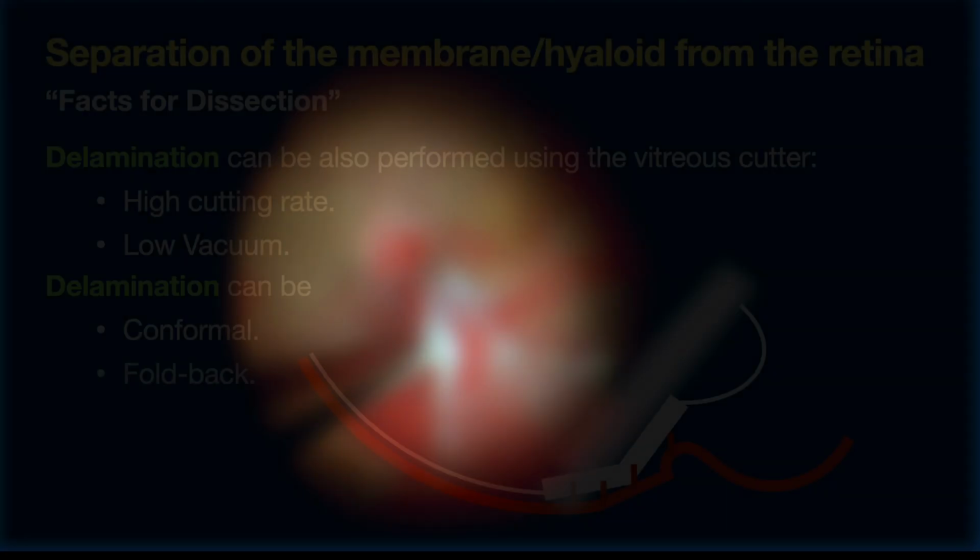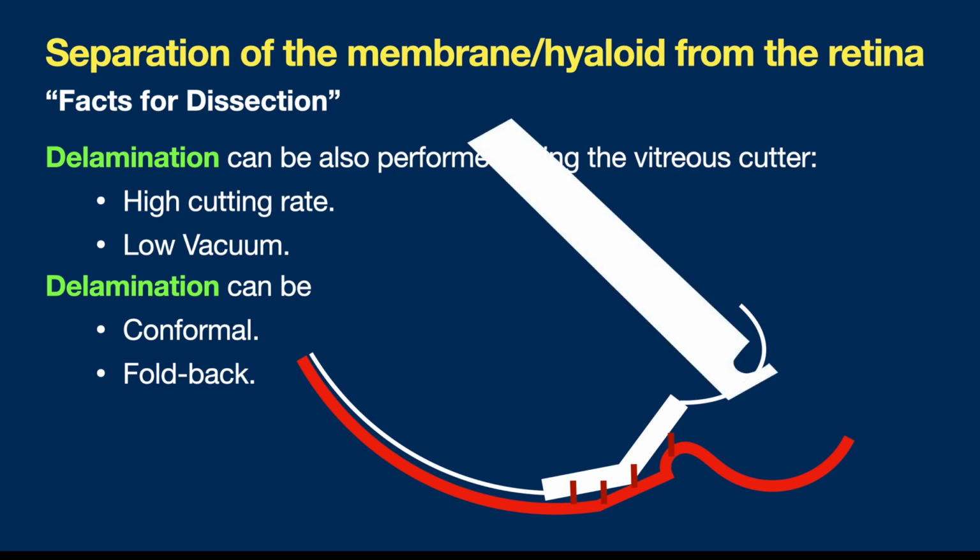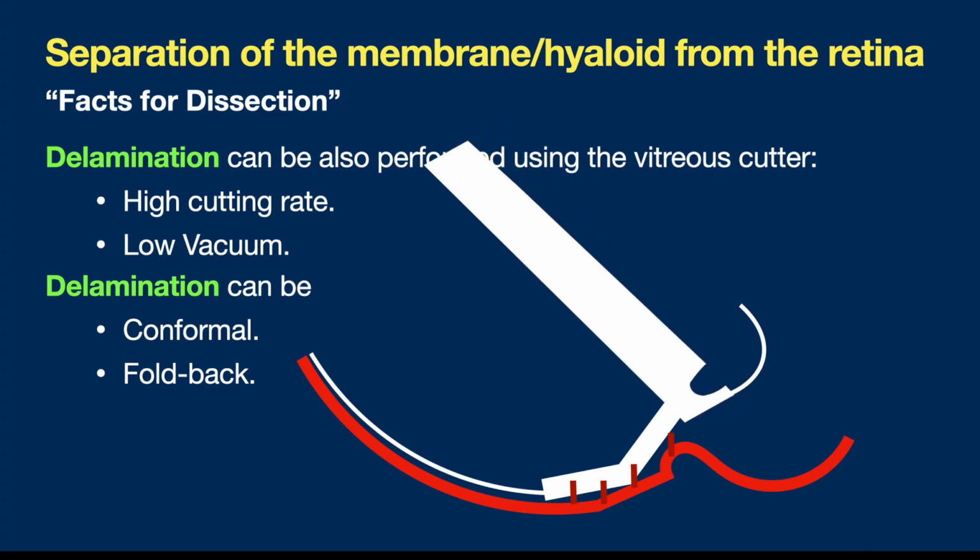We have another technique for delamination, which is called the fold back delamination. And here the vitreous cutter is above the membrane, and the membrane is slightly freed by gentle vacuum from the retina, and the membrane is folded back into the port of the vitreous cutter. So here the vitreous cutter is above the membrane, not between the membrane and the retina.